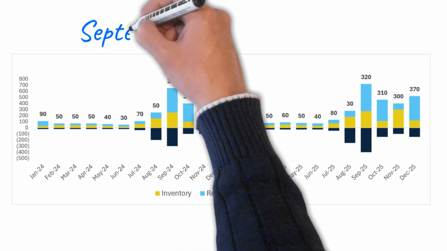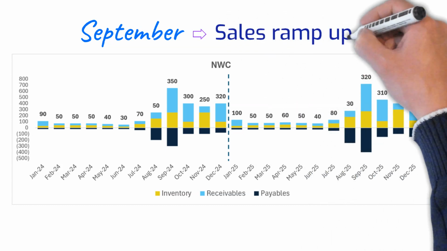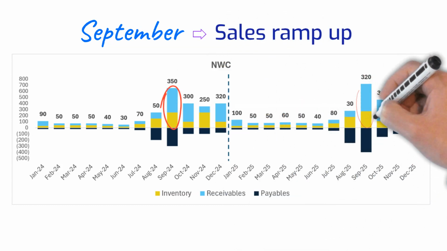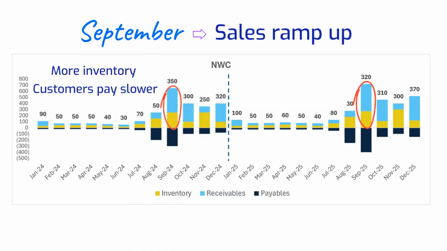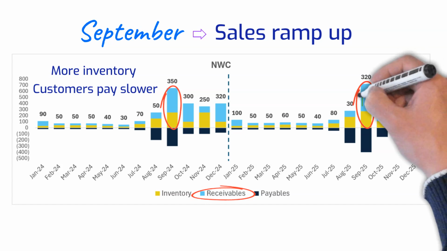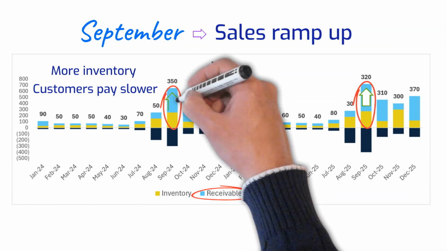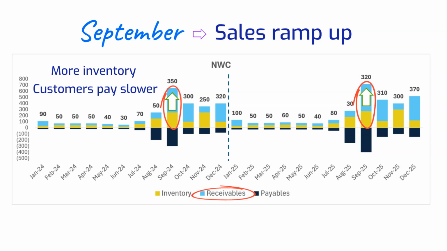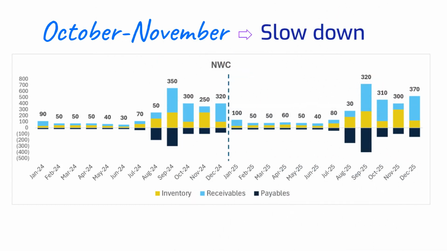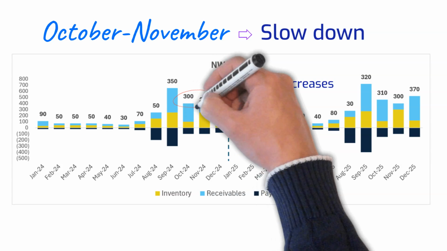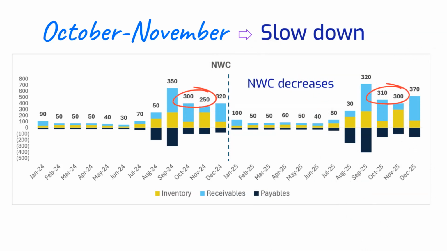Situation changes significantly in September. Our sales ramp up, we keep buying apples from our farmers, accumulate more inventory, but our customers also become slower in paying us. Our receivables increase significantly, by 4 times or more. This results in our net working capital jumping to $350 in September 2024 and $320 in September 2025. In October-November, when the season slows down and sales decrease, net working capital is not increasing any longer and shows a declining trend.